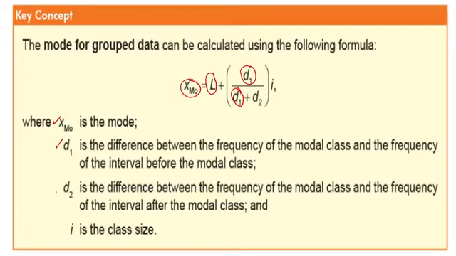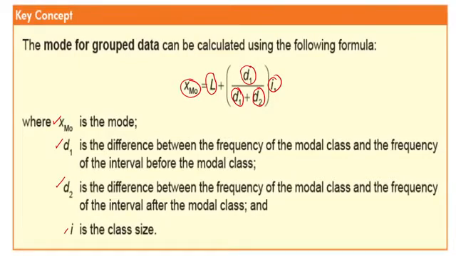D sub 2 here is simply the difference of the frequency of the modal class and the frequency of the class after the modal class. I will explain that later as we go on with our examples. I here, you already know this. This is the class size. So take note of the formula.